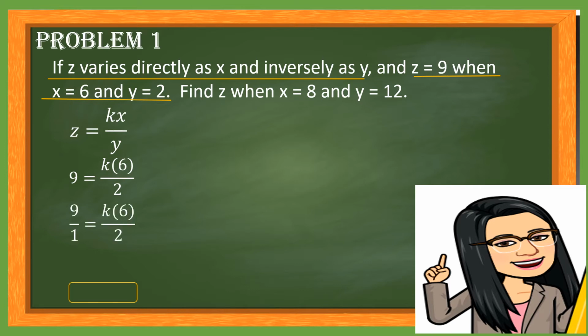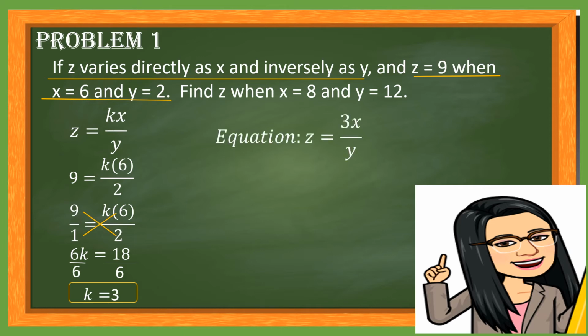Then, let us change 9 into fraction form and cross multiply. 1 times K times 6 is 6K. And 9 times 2 is 18. So, 6K is equal to 18. Dividing both sides by 6. So, the value of K is equal to 3. So, the equation is Z is equal to 3X over Y.